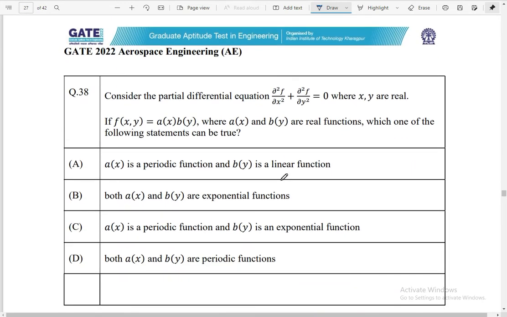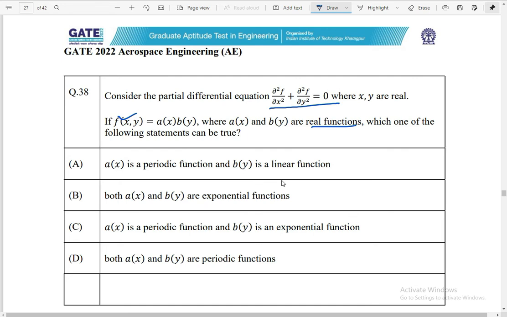Consider the partial differential equation where x, y are real. Which one of the following is correct? This is a very easy question. Everything is given here, we must try to interpret it and then find the answer. The options say a(x) is a periodic function and b(y) is a linear function, where a and b are real functions. Which of the following statements can be true?